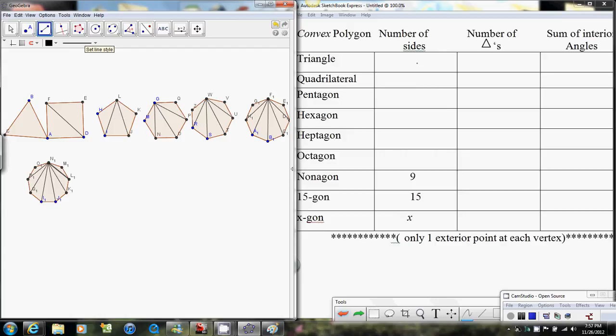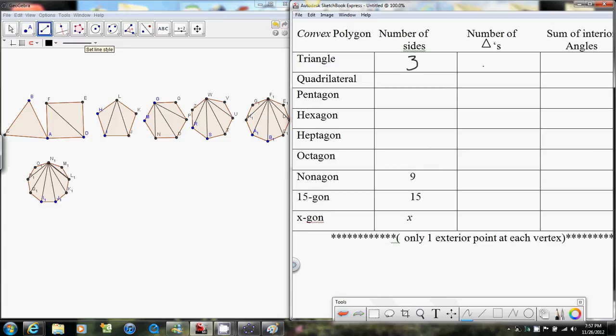So let's start with the triangle. The triangle has 3 sides, and there's only one triangle, and the sum of the interior angles is the one triangle times 180, or 180. Okay. The quadrilateral has 4 sides, and I was able to create 2 triangles here. And so we have 2 triangles times 180, or 360.